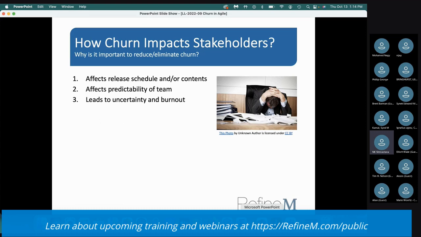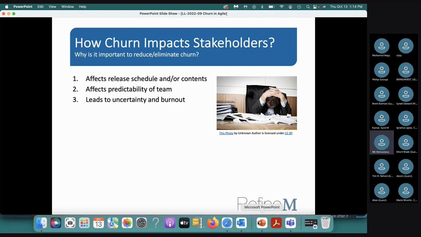So how does it impact the stakeholders? Or why is it important to reduce or eliminate churn? First of all, if you keep having that ad hoc work, it may impact your release schedule or contents or both. Several teams have a release schedule where they complete the work every sprint, but they may not release. They may release once in 2 months or once in 3 months. And for that release, you have a planned, targeted content. So if the team keeps getting ad hoc work, then either the contents have to be modified or the schedule has to be pushed, right? Or both. That's how it can impact stakeholders, because stakeholders are the ones getting the contents.